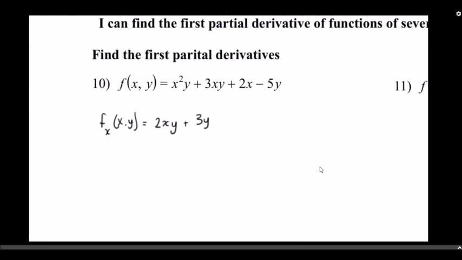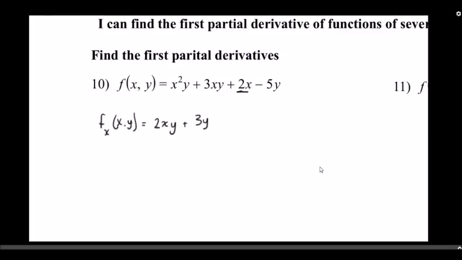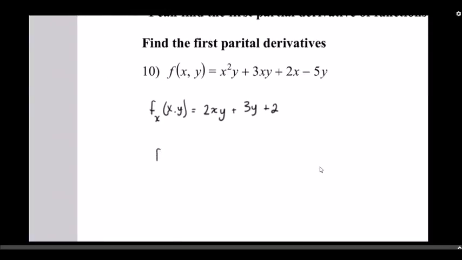Same thing now, since we're taking the derivative with respect to x, we can say, okay, y is just a number, it's a constant. So what's the derivative of 3x? It's 3. And then 3 times the y that was there is 3y. The derivative of 2x is 2, and here the derivative of 5 and y are both constants, and the derivative of a constant is 0.